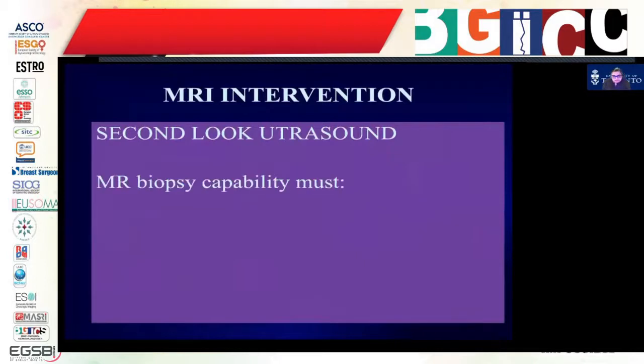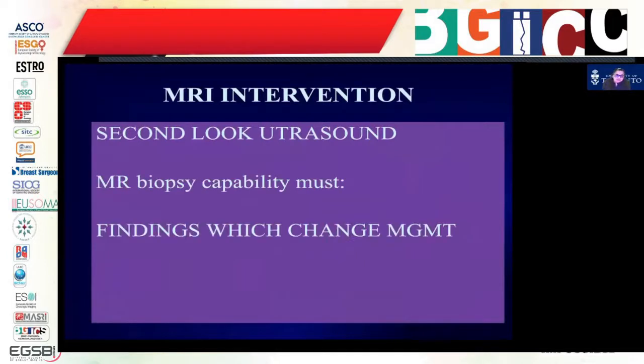It is also very expensive to perform MR biopsies, but any finding that will change the management needs to have some kind of pathological diagnosis. So it's very important to have this facility available if at all you are providing preoperative breast MRI. And of course, there is a cost to it.